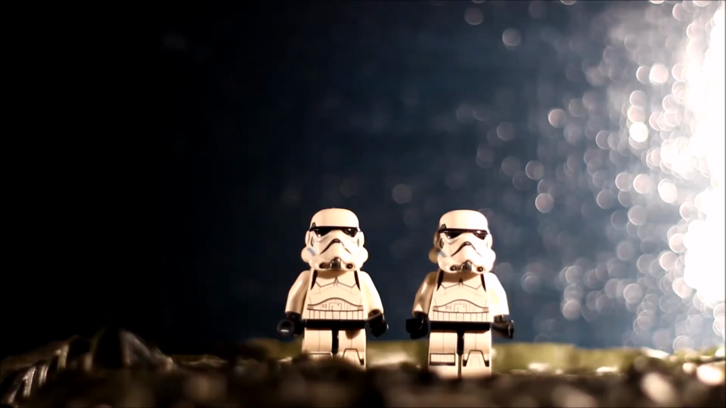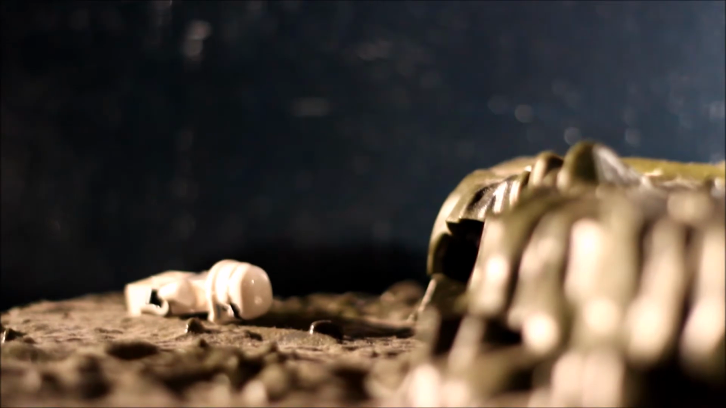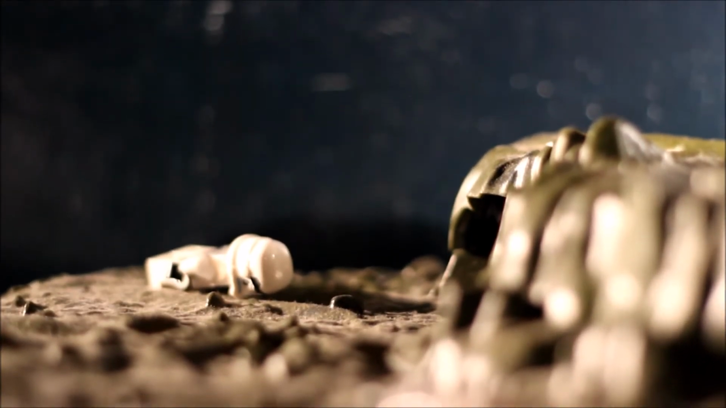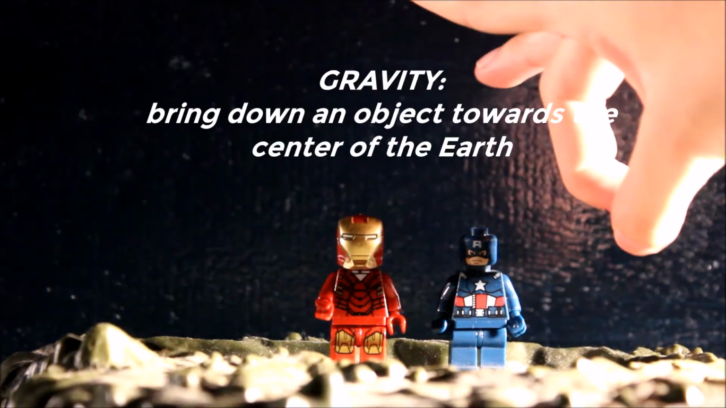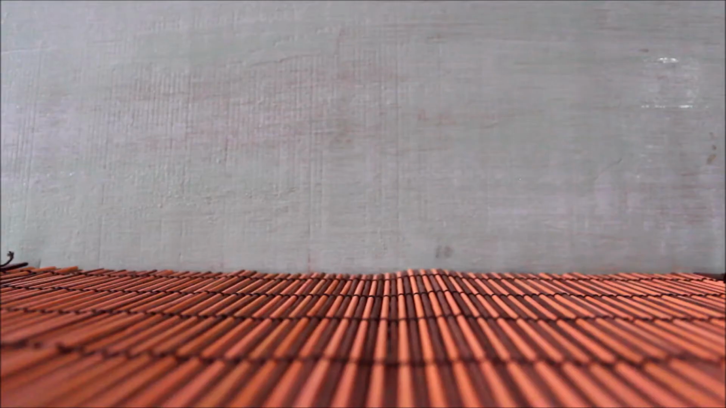Here is a pair of stormtroopers who seem to be at rest. Then a hand comes and flicks them away. The flick causes the stormtroopers to move from their original position. This is from external forces. Another force is gravity, which can bring an object down towards the center of the earth.